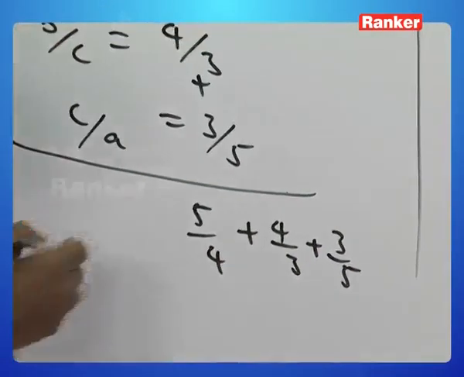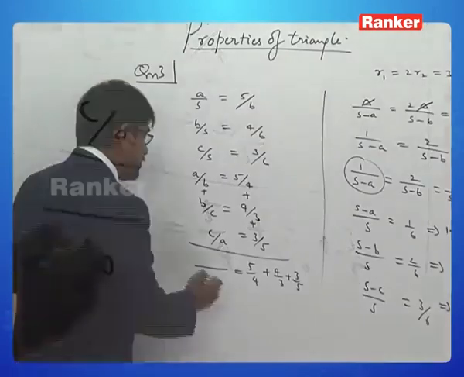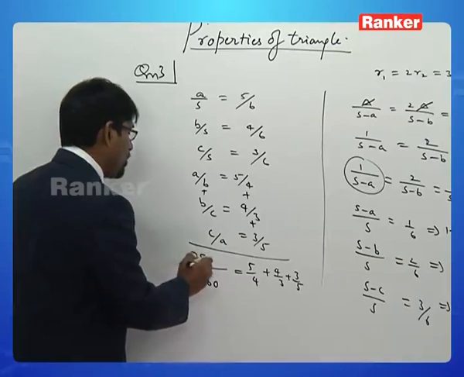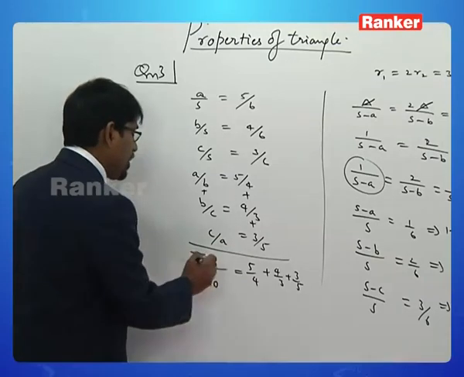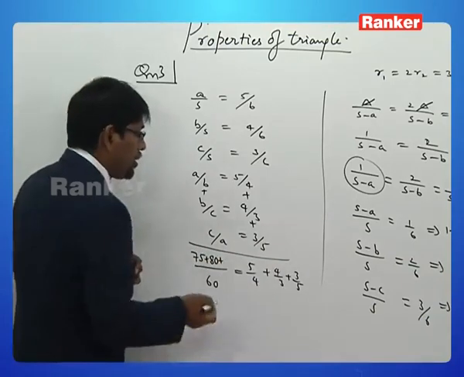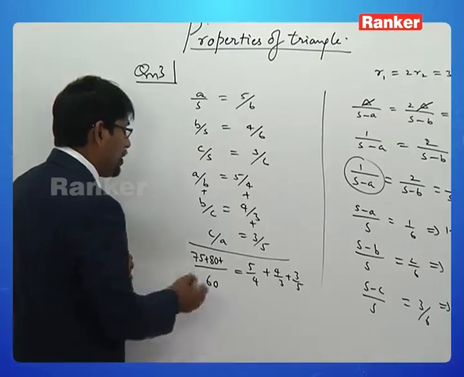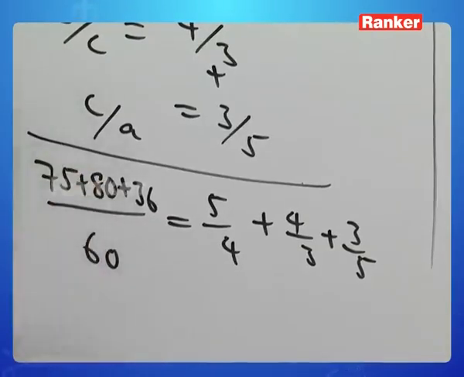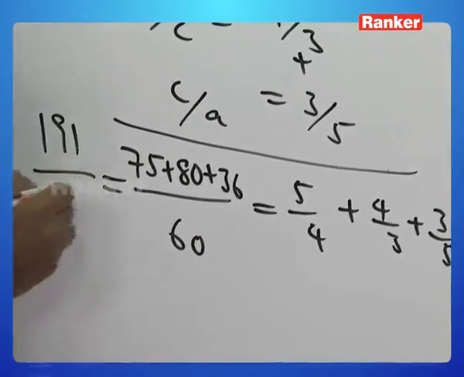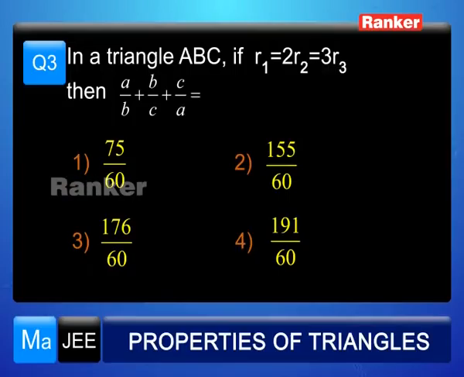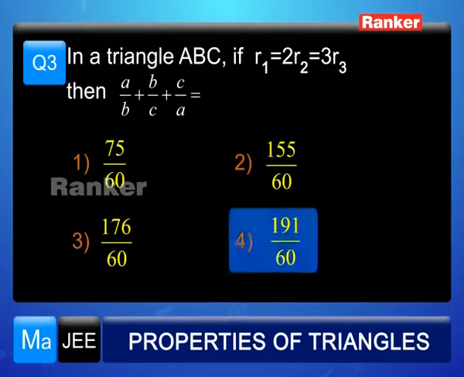So LCM is clearly 60, and we have 15 into 5, 75, plus 20 into 4, 80, 155, plus 12 into 3, 36. So 155 plus 36, 191, 191 divided by 60. So that's clearly the answer. Option 4 is the right answer.